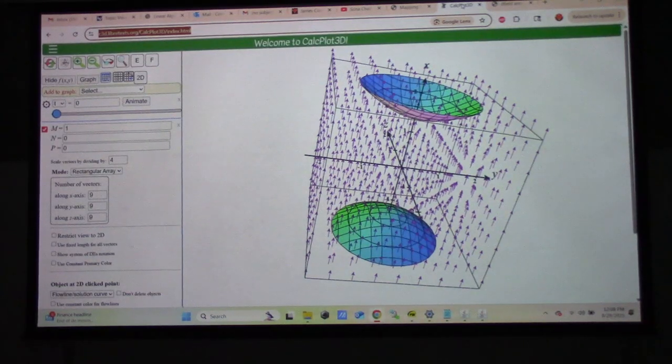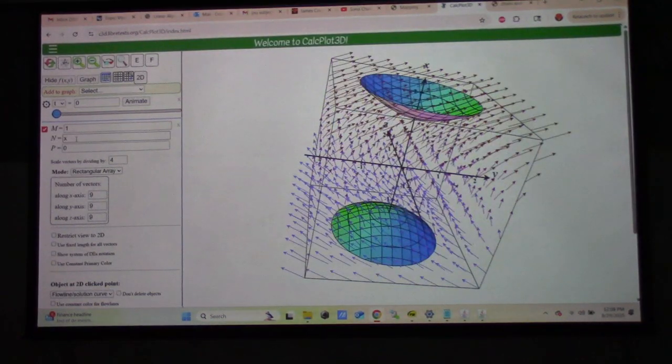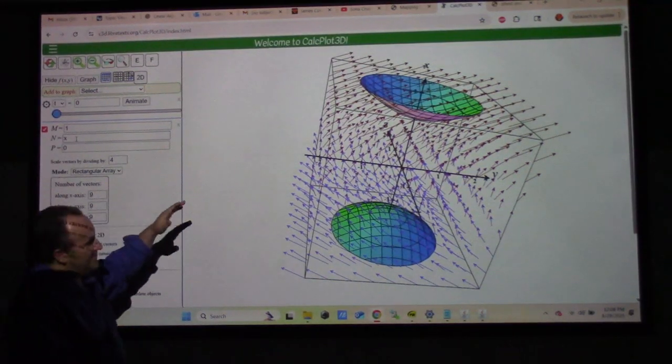So I sent you guys a link to this thing. I think it's pretty handy if you want to visualize certain things. At the moment, I've turned on a vector field. See this M, N, P thing? Like I could put X here, and then it would give me a vector field. This is like plotting the vector field 1, X, 0.